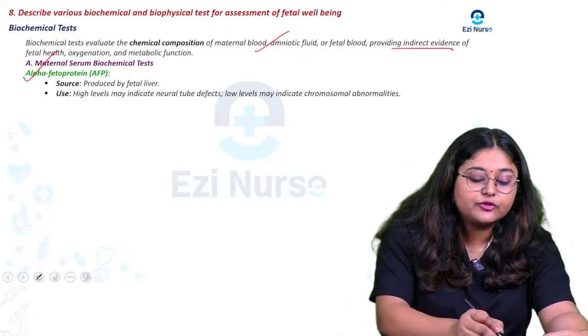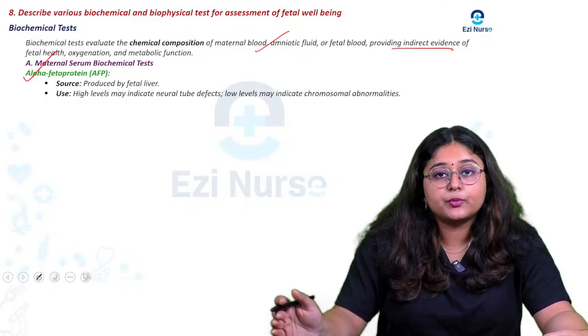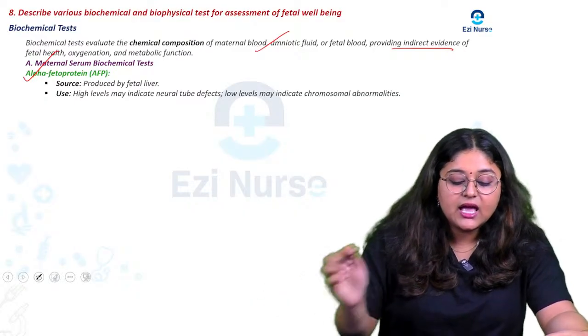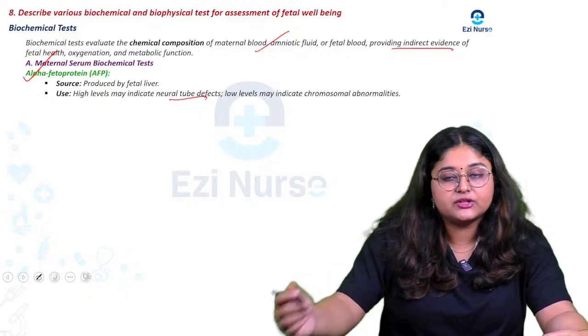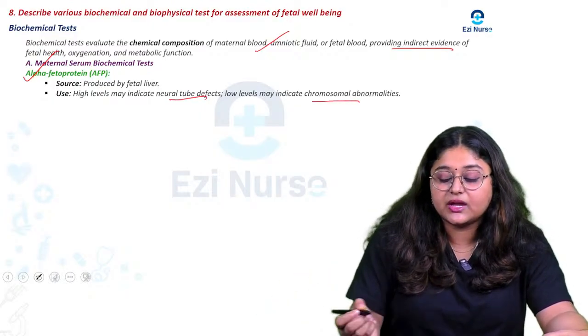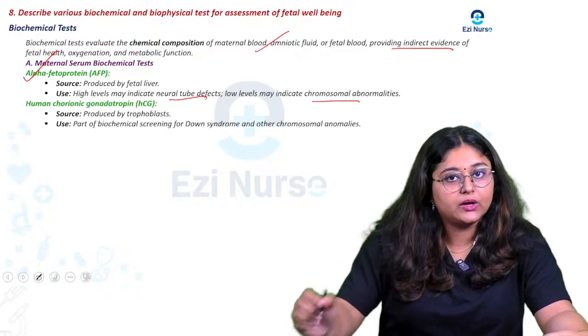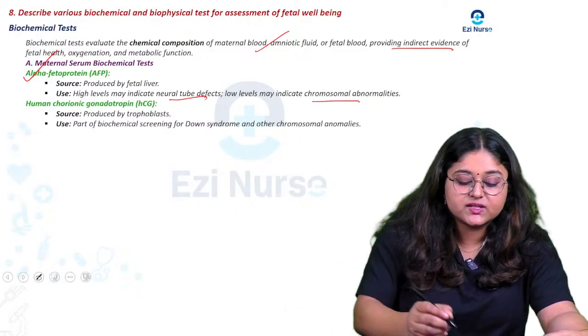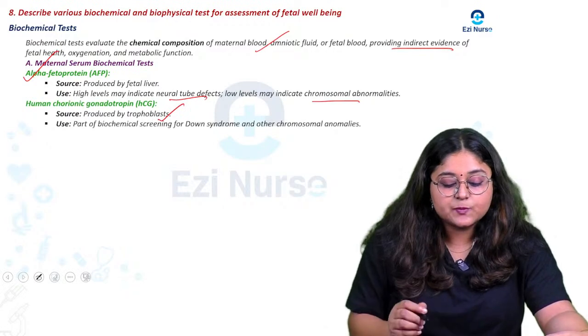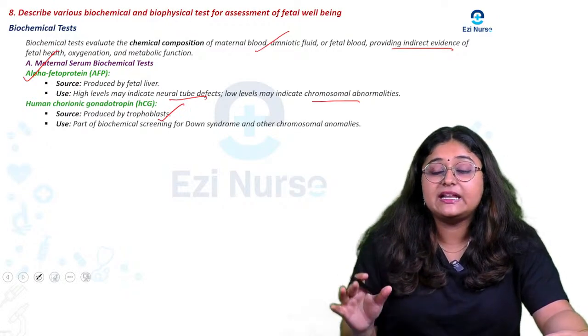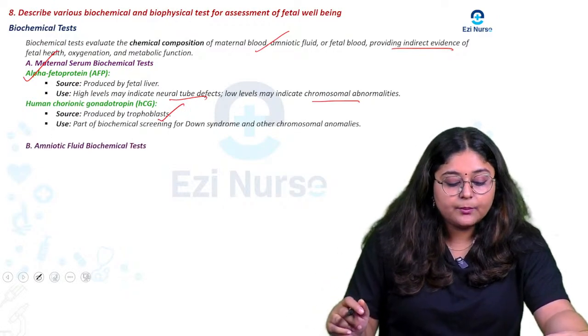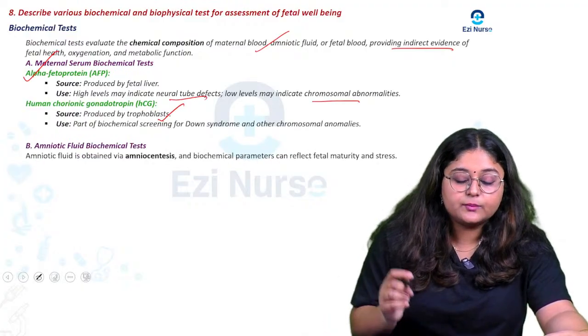Under this, alpha fetoprotein, which is produced by the fetal liver, high levels may indicate neural tube defects, and low levels may indicate chromosomal abnormalities. Okay, next is human chorionic gonadotropin, or the HCG. Its source is the trophoblast, and it's part of the biochemical screening, mainly for assessing Down syndrome of the baby. Next is the amniotic fluid biochemical test.